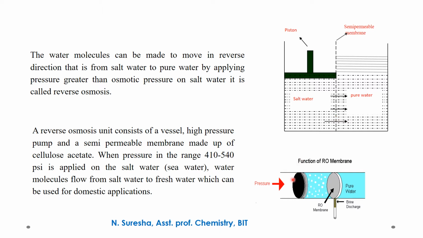This reverse osmosis unit consists of a vessel, a high pressure pump and a semi-permeable membrane. With the help of a piston or high pressure pump, when a pressure in the range of 410 to 540 psi is applied on the salt water side, the water molecules will move through the semi-permeable membrane and we can get pure water. The water containing the salts will be drained out. Like this, by using the reverse osmosis process, we can remove the salts present in the salt water.